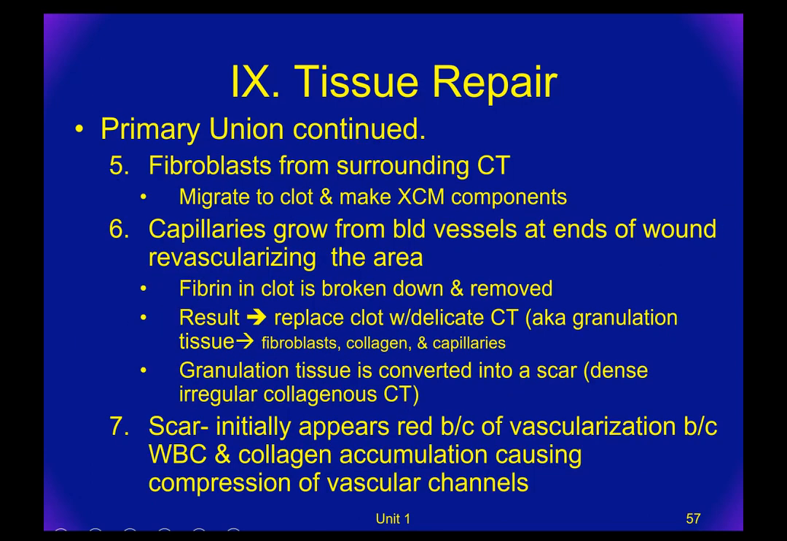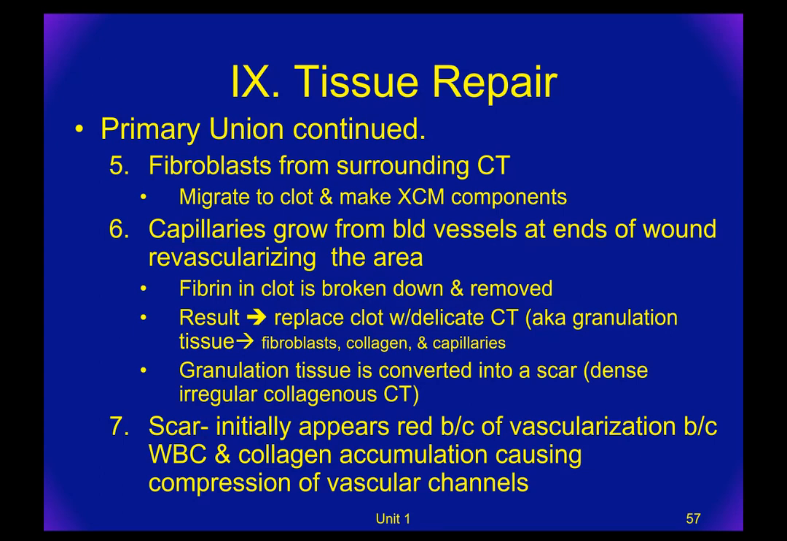So the fibroblast, remember blast meant to build. So what are we building if we're fibroblasts? Fibers, good. From the surrounding connective tissue come in. They migrate to the clot area and they start making the extracellular matrix components. Remember, extracellular matrix is everywhere, but I'm going to start making the collagen fibers and the elastic fibers and all of those. The capillaries grow from the blood vessels at the ends of the wound and they revascularize. If I've actually damaged blood vessels, I've got to grow those things back together.